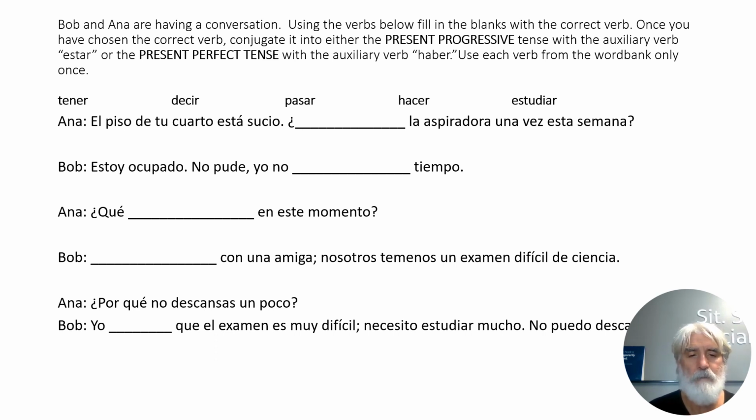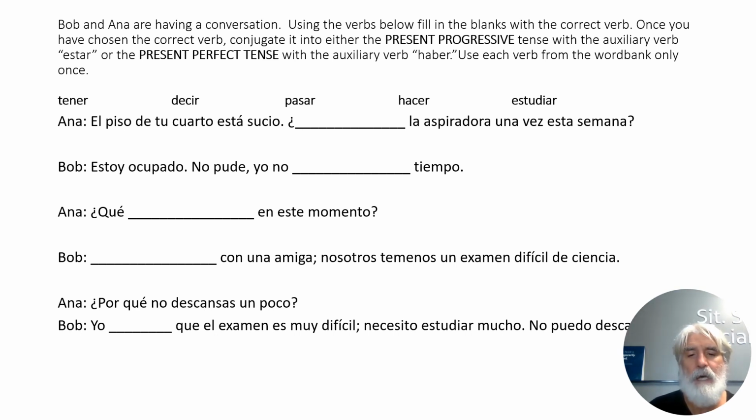Okay, so let's take a look at the verbs. Tener, to have, decir, to say, pasar, to pass, hacer, to do or make, and estudiar. So let's take a look. Ana starts the conversation and she says, "El piso de tu cuarto está sucio." The floor in your room is dirty. Okay, so now we've got context.